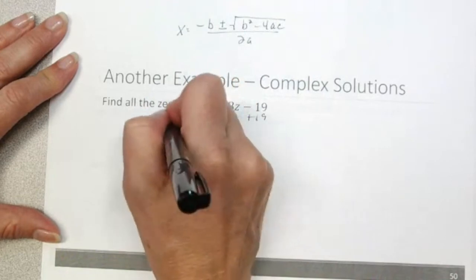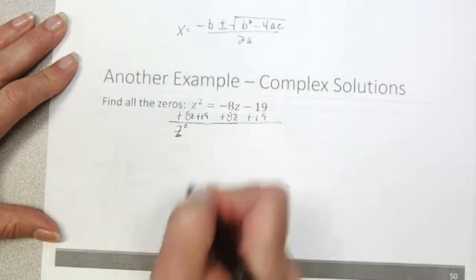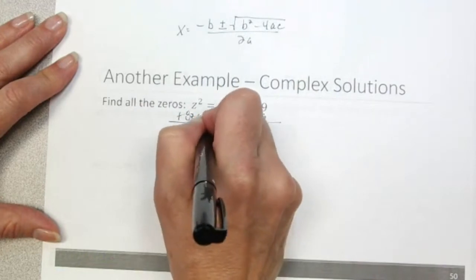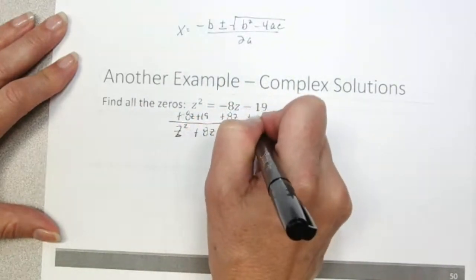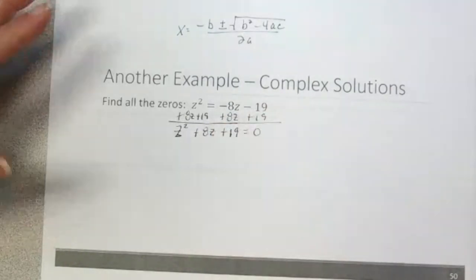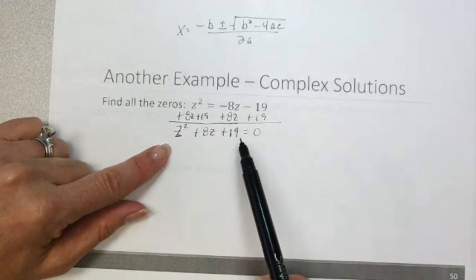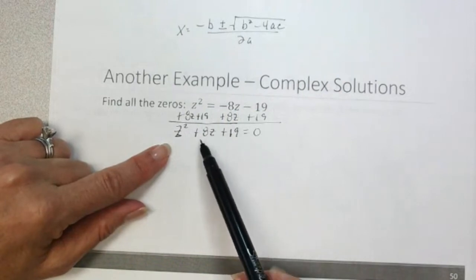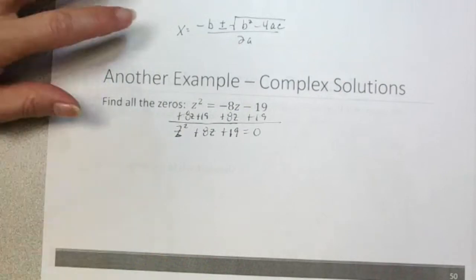Okay, and then we'll have z squared plus 8z plus 19 equal to 0. Here we go. Okay, I might try to factor that, and I would very quickly find that there are no factors of 19 that add to positive 8, and I'd say, okay, I'm going to have to use the quadratic formula to solve for z.